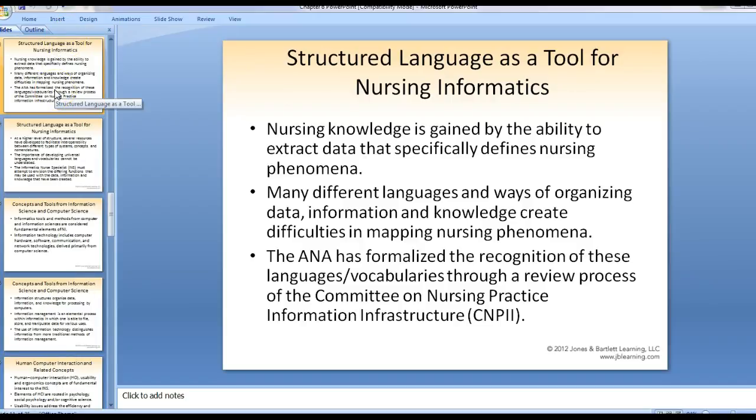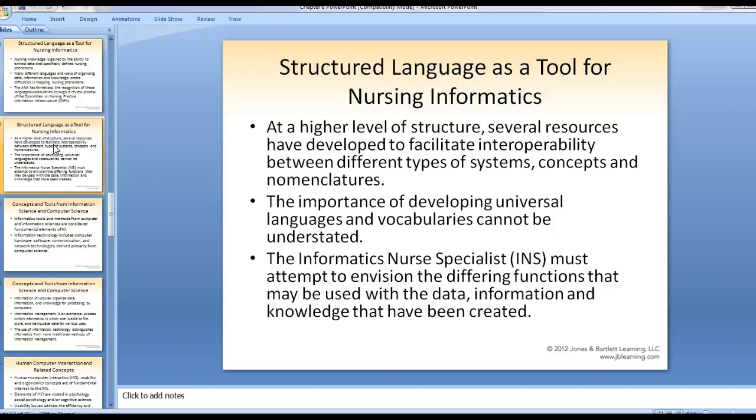So, structured language as a tool for nursing informatics. Nursing knowledge is gained by the ability to extract data that specifically defines nursing phenomenon. Many different languages and ways of organizing data, information, and knowledge create difficulties in mapping nursing phenomena, right? We have lots of words for different things: circling the drain, crumping, coding, crashing. So that's something we have to figure out. The ANA formalizes the recognition of different languages and vocabularies through a review process of the Committee of Nursing Practice Information Infrastructure. And you're like, oh my gosh, Denise, that sounds so boring. It might be, but we want to make sure that we're all speaking the same language, so to speak.